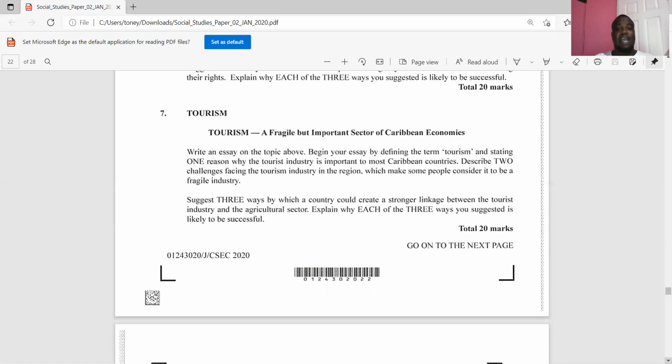Begin your essay by defining the term tourism and stating 1 reason why the tourist industry is important to most Caribbean countries. Describe 2 challenges facing the tourism industry in the region, which makes some people consider it to be a fragile industry. Suggest 3 ways by which a country could create a stronger linkage between the tourist industry and the agricultural sector. Explain why each of the 3 ways you suggested is likely to be successful. Again, answer only what you are asked. Good. Begin by defining the term tourism.